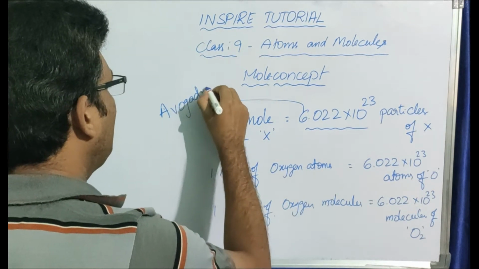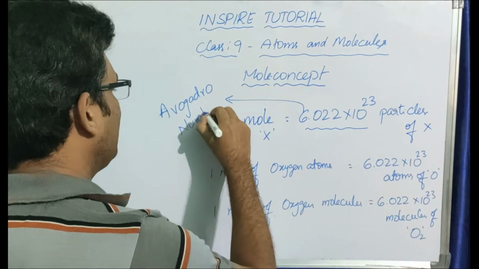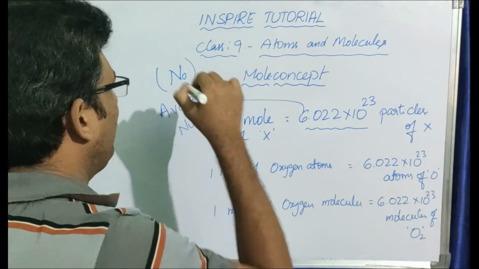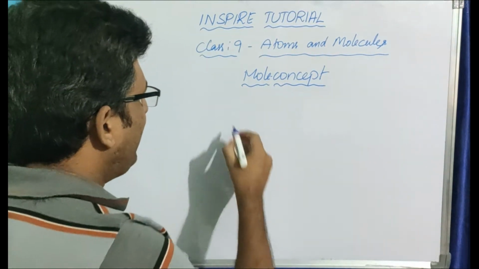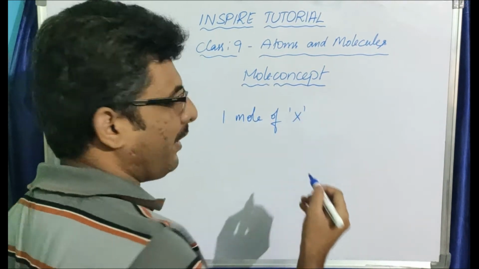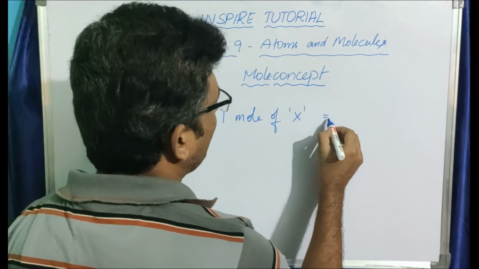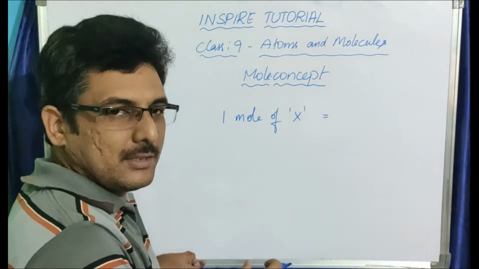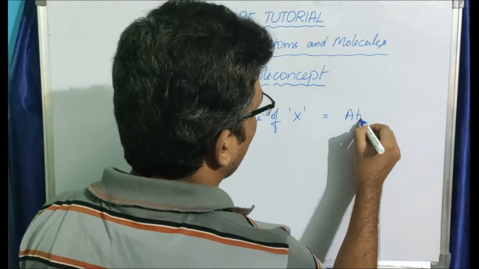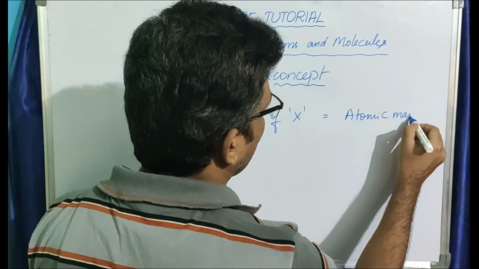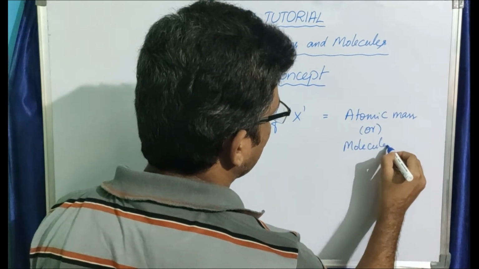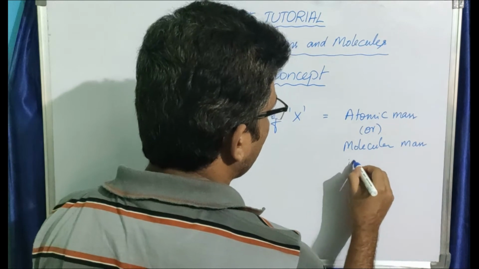This number is called Avogadro number, and this is represented with N0. And if you take 1 mole of a substance X, then the mass of that 1 mole of that substance X will be equal to its atomic mass or molecular mass in grams.